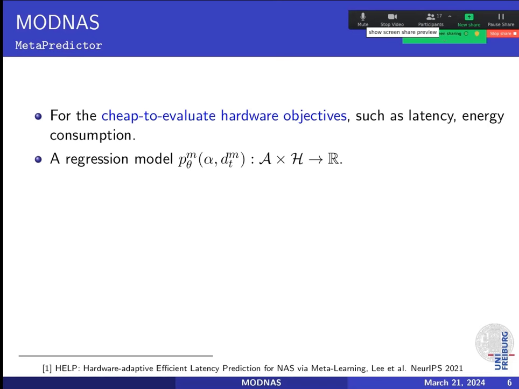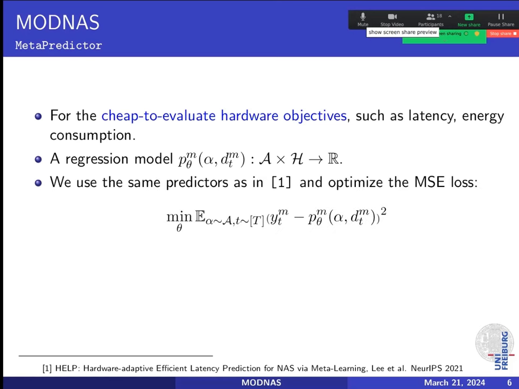And this regression model takes an architecture from the space A and a device embedding. These device embeddings are fixed. How we get this is similar to the HELP paper, which was from NeurIPS 2021, where they sample 10 reference architectures, which are always the same, and compute the latencies for those. They build a 10-dimensional vector and use that as a feature for the particular device. And this regression model, of course, predicts the objective value, like latency or energy.